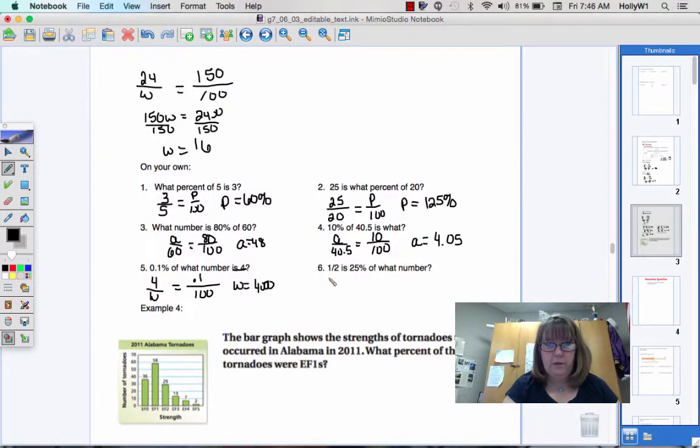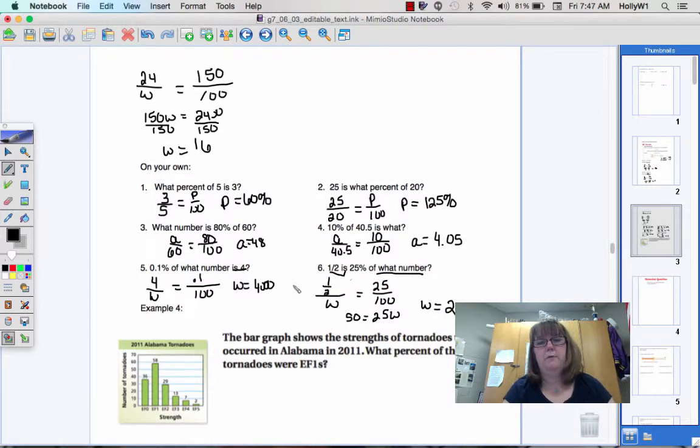1/2 is 25% of what number? Don't let the fact that this is a fraction blow your marbles, because 1/2 is the part, because it's next to the is. The whole is what we're looking for. 25 divided by 100. Now, when we cross multiply, 1/2 times 100 is 50. And then 25W. And when you divide both sides by 25, W is equal to 2. So don't let the fraction bug you, because if you just think about it, 1/2 times 100 is 50.